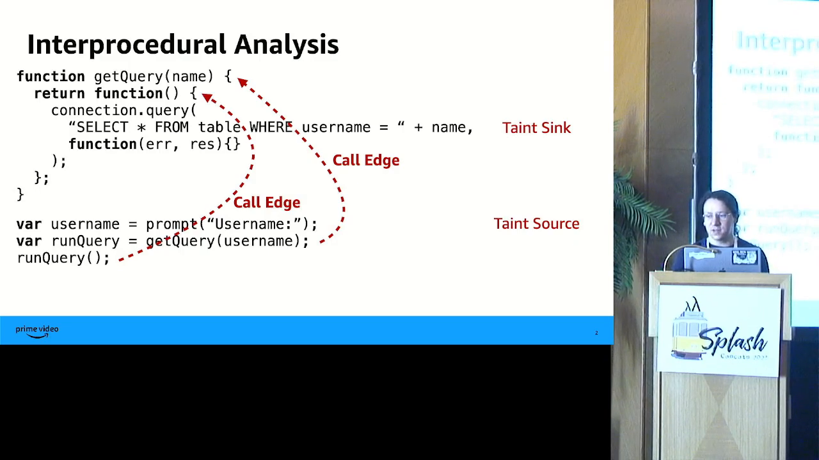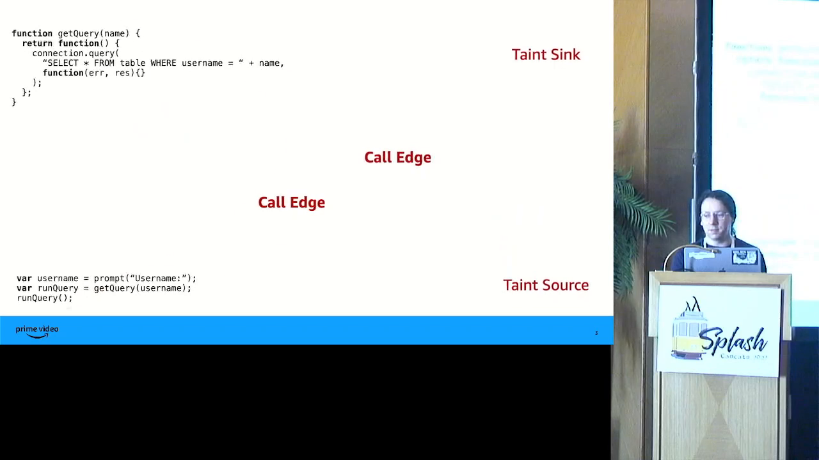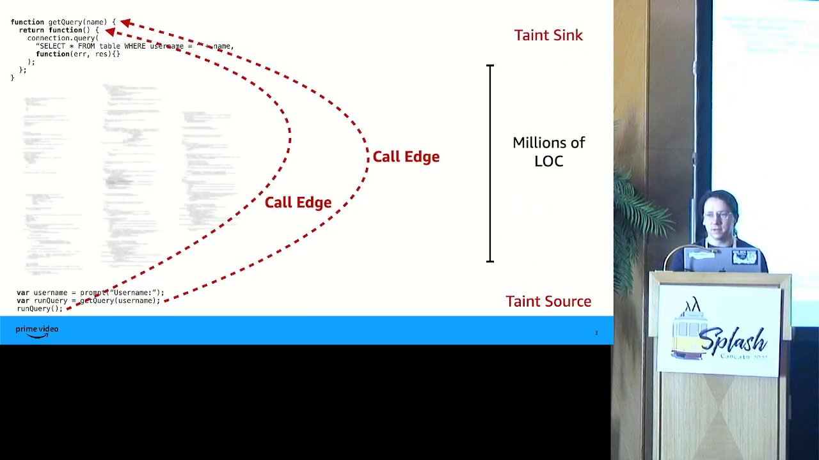More realistically, though, these two places in the code might actually be very far removed. There might even be millions of lines of code in between. And at that point, it becomes pretty hard to actually build a call graph for the whole program, because you need to reason about all the stuff that happens in between as well.